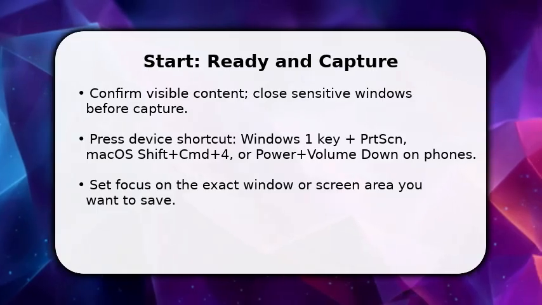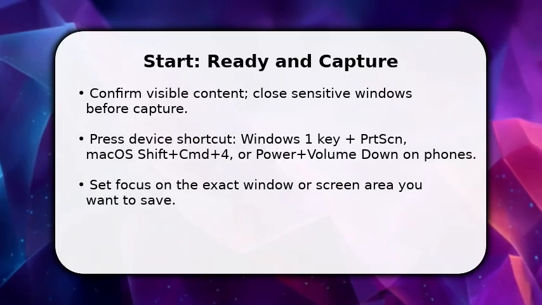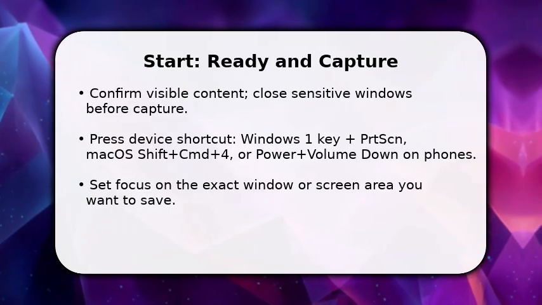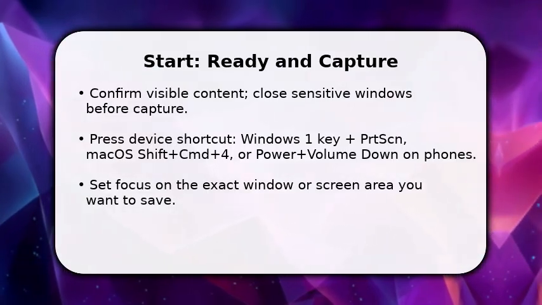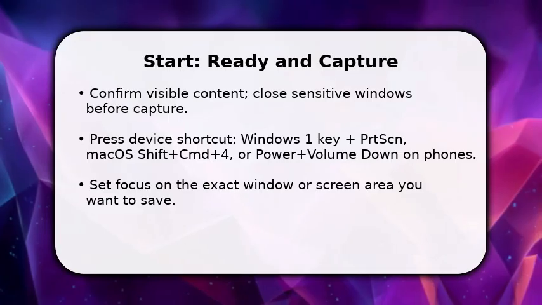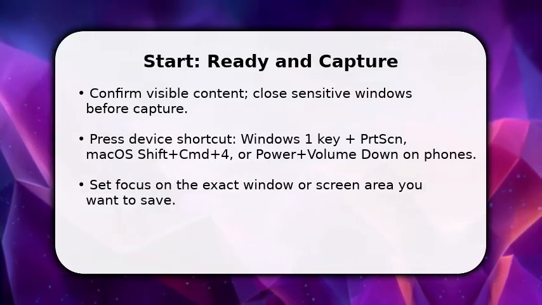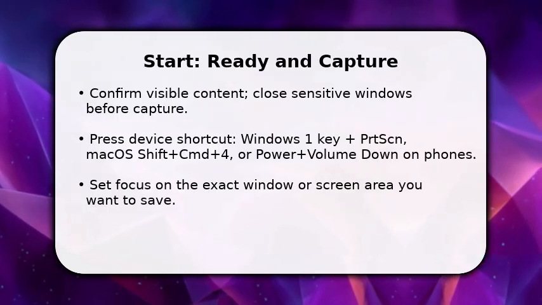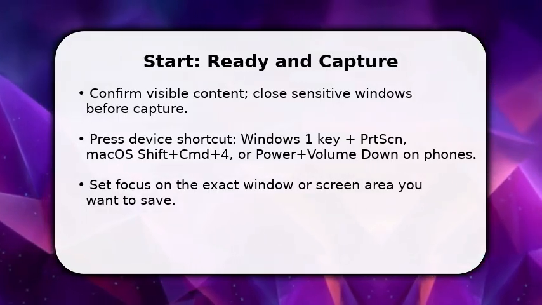You need the screen exactly how you want it, so position windows and hide private items first. Now perform the primary capture using your device shortcut. On Windows, press the Windows key plus PRT-SCN, on Mac use Shift Command 4, and on most phones use Power plus Volume down. Doing this saves a full or partial image quickly.